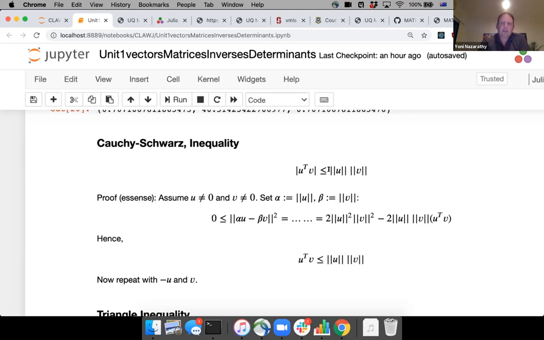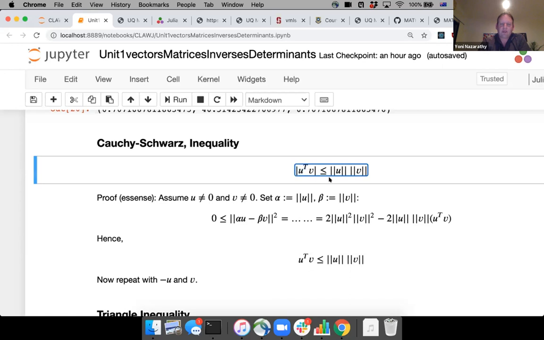So what we see here is the absolute value of the inner product of U transposed V is less than or equal to the product of the norms. Okay, that's Cauchy-Schwarz.